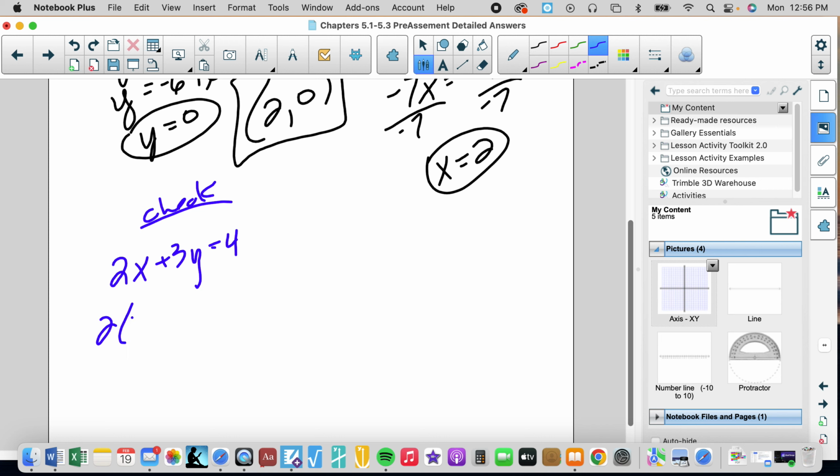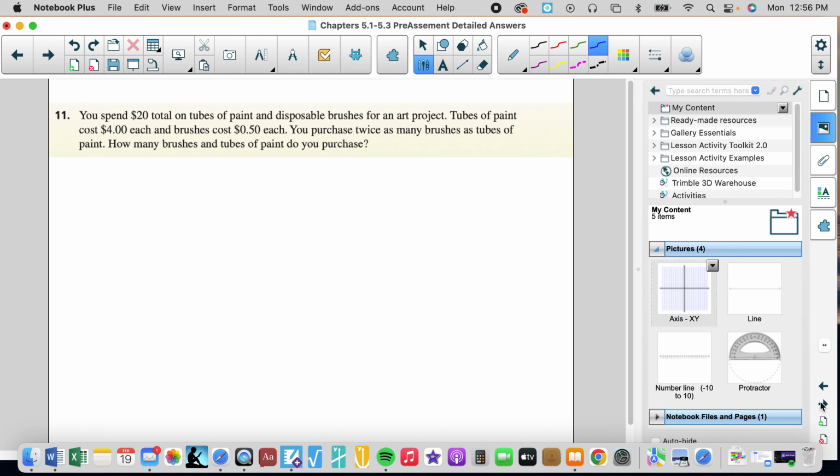So 2 times 2 plus 3 times 0 equals 4. 4 plus 0 equals 4. 4 does equal 4, so I know my answer is correct. All right, our first word problem.